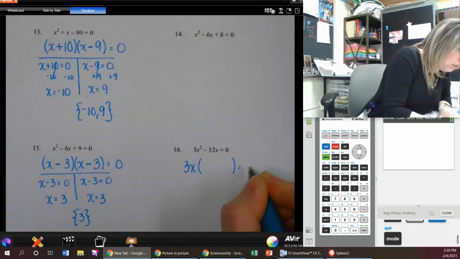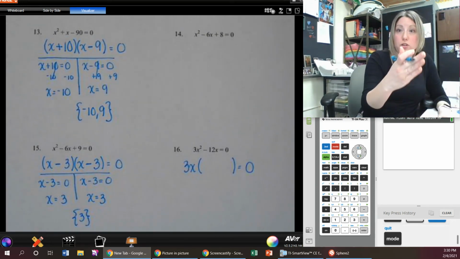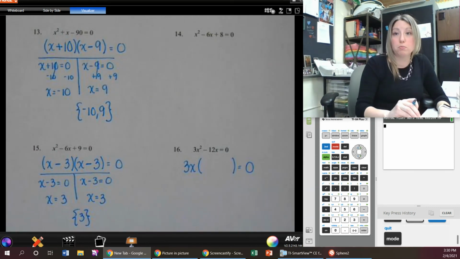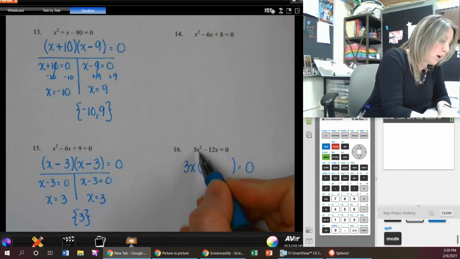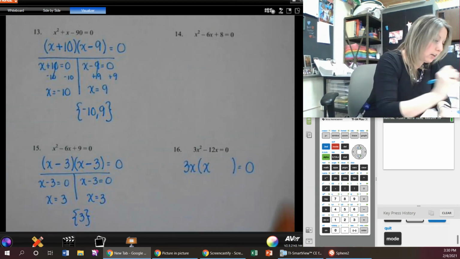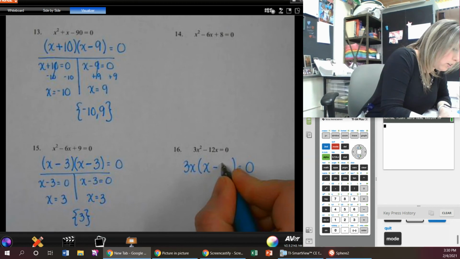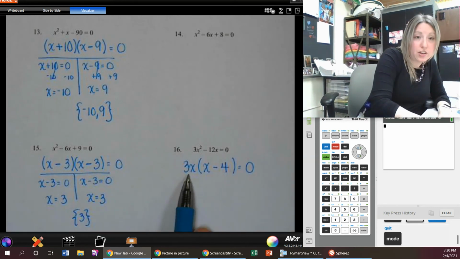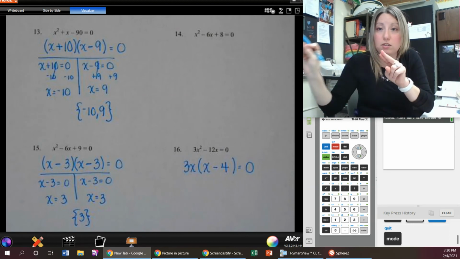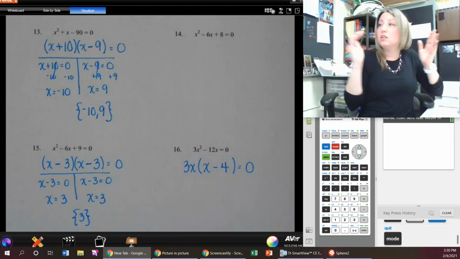Now I divide each term by my GCF. So since there's 2 terms in the original binomial, there will be 2 terms in the leftover. 3x squared divided by 3x, well, that's an x to the first power. And then negative 12x divided by 3x, that's a minus 4 left over. Now, this is a factor, and this is a factor. They're multiplying together to give me 0. So this is exactly the same.